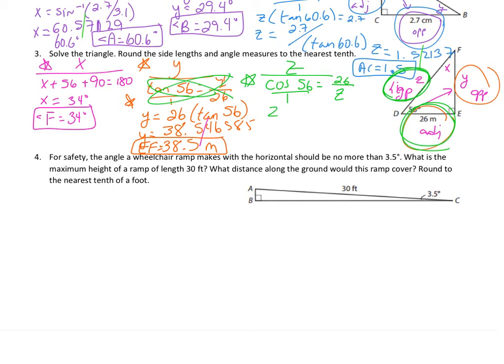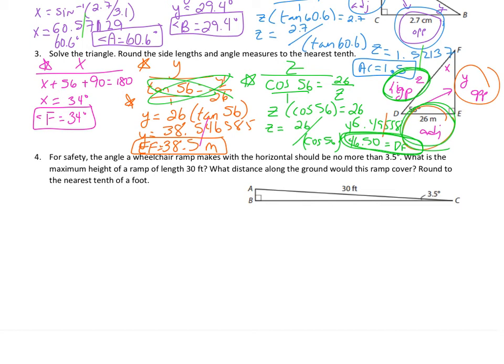When you cross multiply, you should be getting cosine of 56 times z equals 26. So to solve for z, we need to take 26 divided by the cosine of 56, which gives us 46.49558. When we stop it after the 9, that means it bumps it up to a 50, so we have 46.50, and this would be our side z, so that would be DF. I'm going to try squeezing it in there.